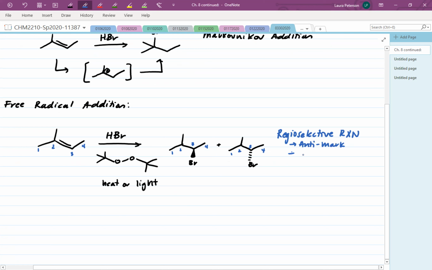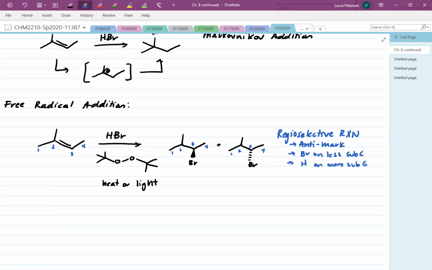Okay, and we can see that because Br is on the less substituted carbon and H is on the more substituted carbon. Okay, so how is it that by just adding this free radical initiator into the reaction, we can alter the regioselectivity, as compared to the reaction we learned in chapter 6 that we talked about at the beginning of this section? In order to understand this, we're going to have to consider the mechanism.